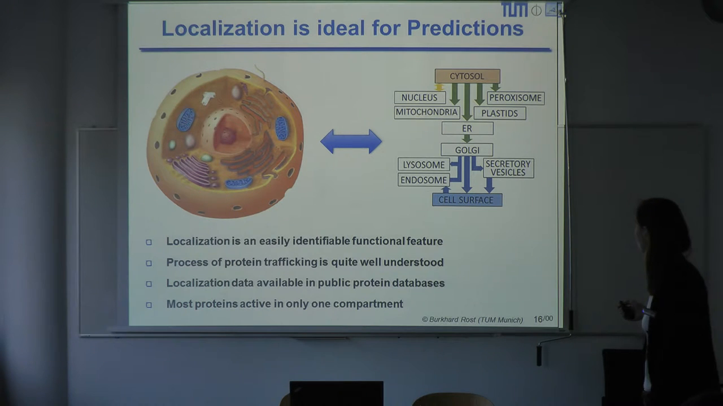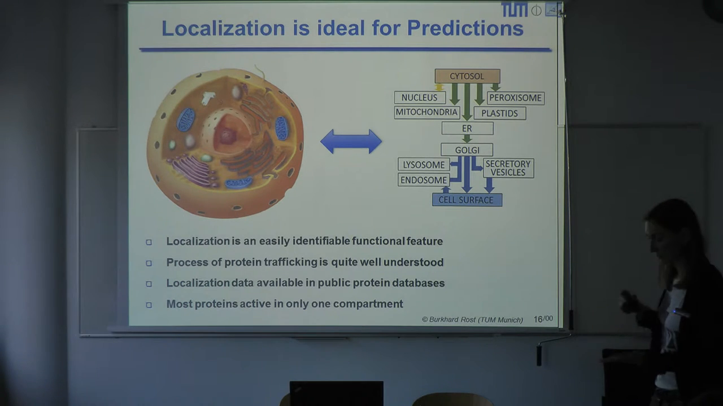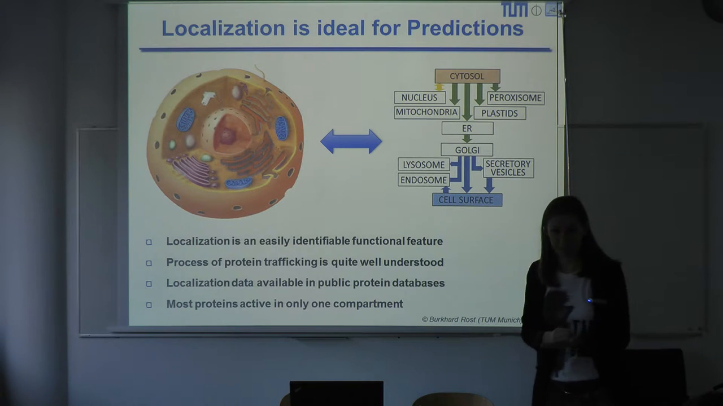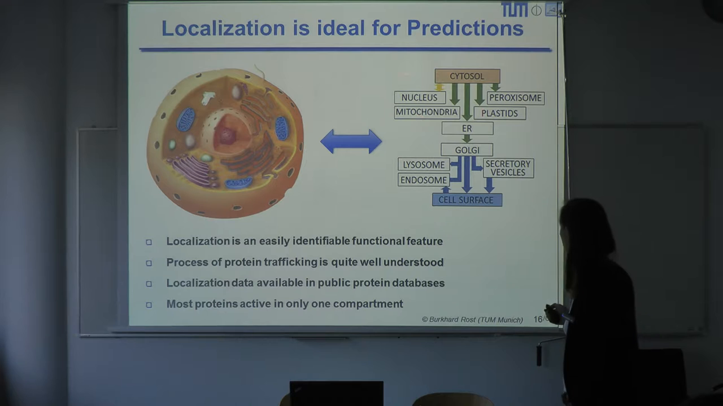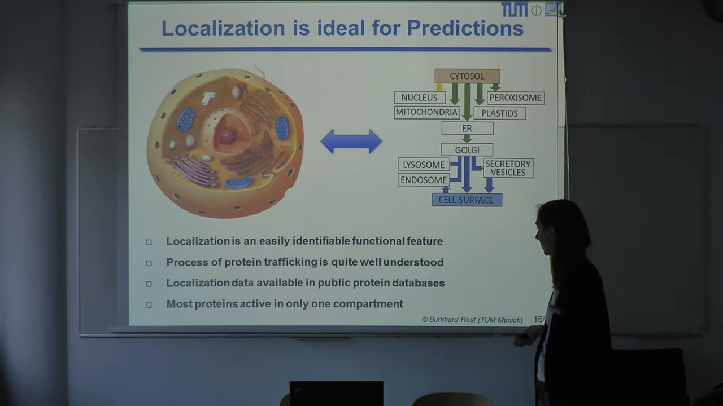Proteins are being synthesized, being produced, most of them in the jelly structure called cytosol, and then they travel to different compartments, to the nucleus, to other organelles, or to the cell surface, and the mechanism of how this traveling happens is well understood. It's really a process, how it works, and it is understood. And you can approximate it schematically, it's going to look like that. Okay, localization data is available in public databases such as UniProt.